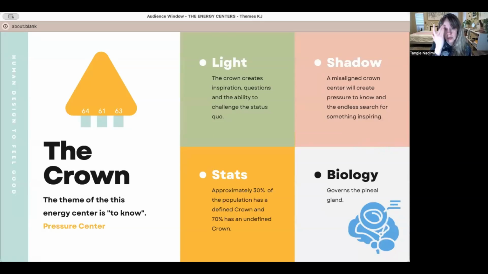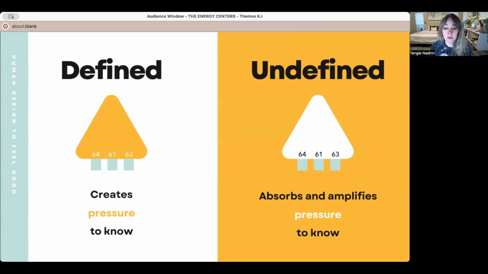So with a defined crown, the reminder is that this center creates pressure and it creates inspiration, which means that energy is amplifying and radiating outside. A defined crown is not meant to use all of that pressurized energy and to push inward and to try to solve its own problems. A defined crown is meant to create inspiration or inspiring moments for others. The undefined crown is meant to absorb and amplify inspiration. When inspiration comes in, we enjoy it. And when inspiration is gone, we let it go.